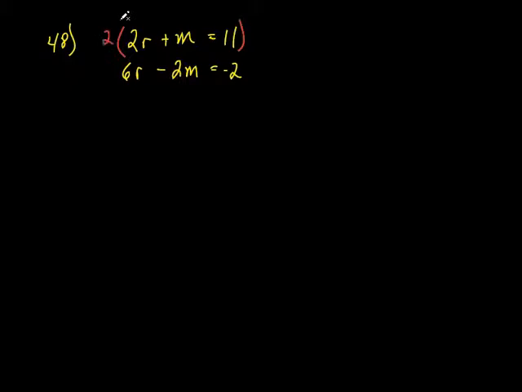So what I have to do is multiply everything by 2, not just the m. Remember, in algebra, whatever you do on one side, you have to do on the other side. So what do you get if you distribute that 2 through there? You get 4r plus 2m. That 2m is the whole reason I multiplied everything by 2, isn't it? Equals 22. And the bottom, we didn't do anything to that, did we?